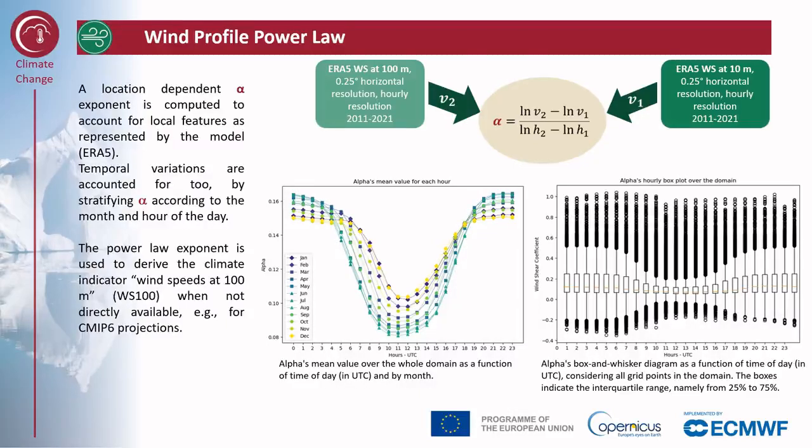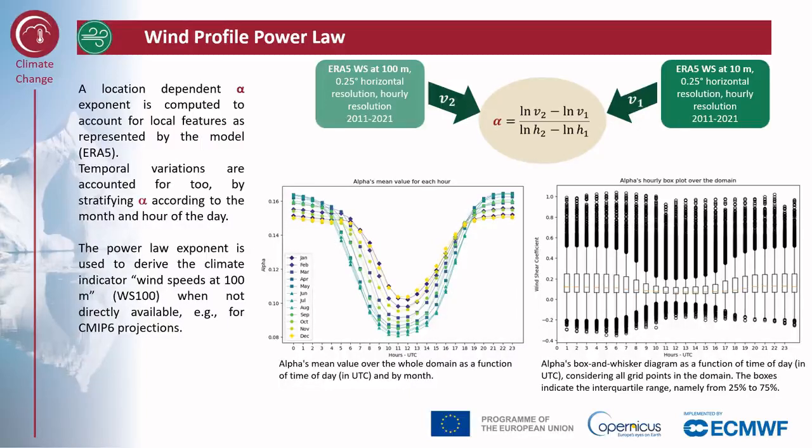The alpha coefficient determines how wind speed changes with height, and it's not fixed. In fact, it depends on the local conditions of the area. And in this case, we calculate alpha using data from ERA5 wind speed at 10 and 100 meters. This allows us to account for variations in surface roughness and other local features. Temporal variations in alpha are also considered by stratifying the coefficient by the month and the hour of the day. This ensures that we can capture changes in atmospheric stability throughout the day and across the seasons.